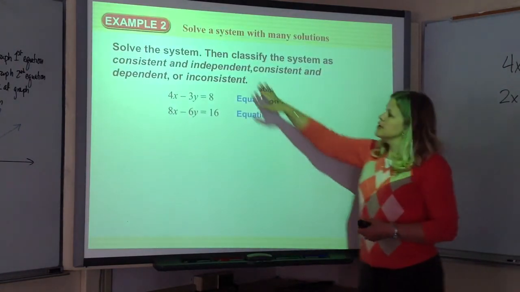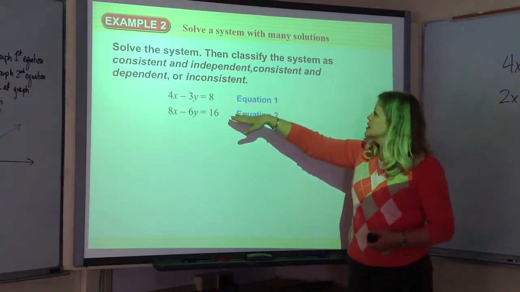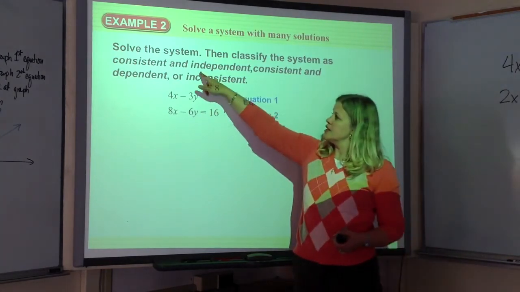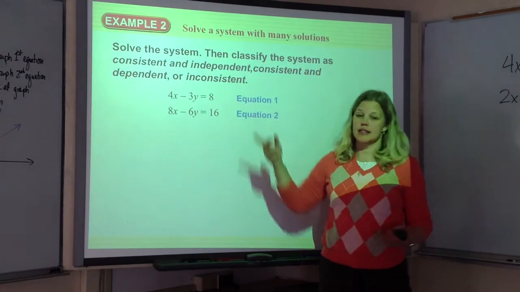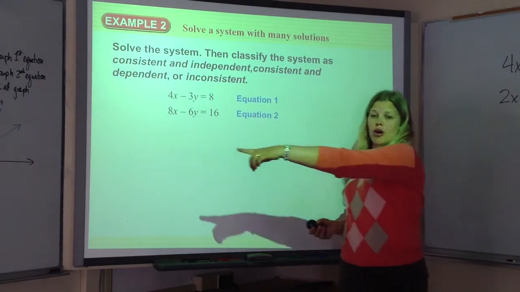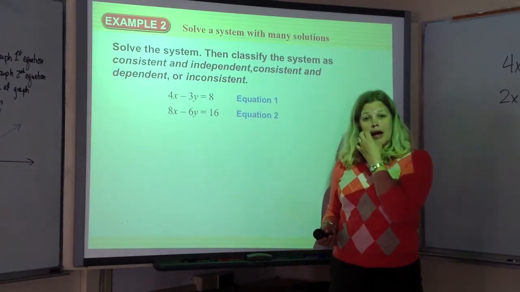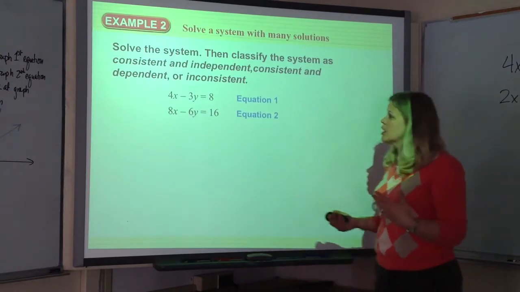Okay? Now, same thing, it tells you to solve the system, and we have to figure out if it's consistent and independent, or inconsistent. Well, if you remember, those 3 were about the graphs, so we're going to do the same thing. We're going to graph it.